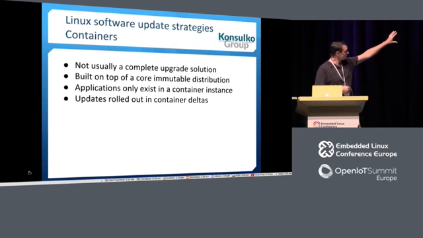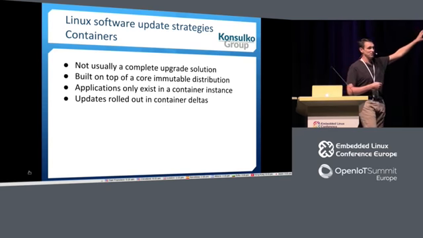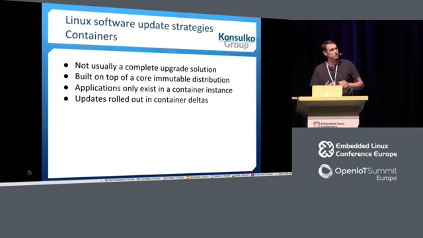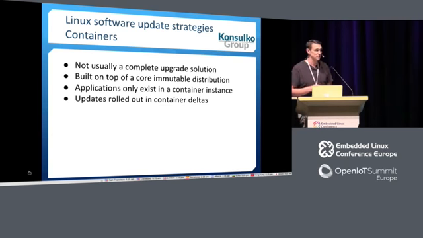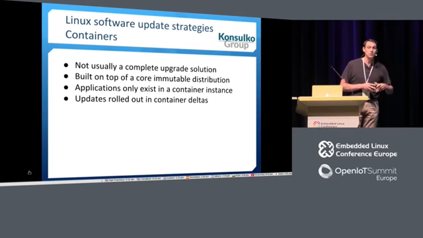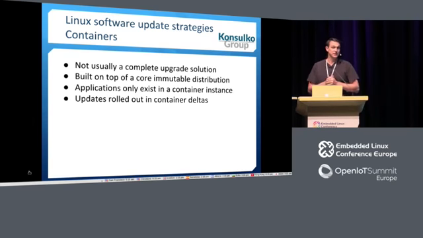So typically you build on top of a core immutable base OS, and it could be any distribution, a minor distribution. I mean, that's the whole point of CoreOS, right? And then you roll your updates out in container deltas.